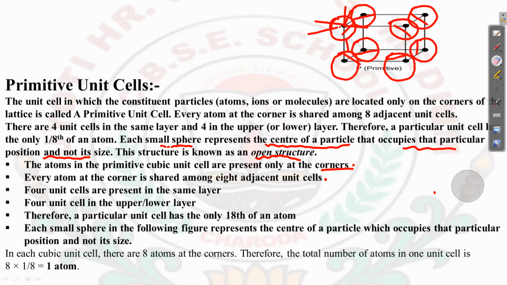Let's move further. Next characteristic: 4 unit cells are present in the same layer. How many unit cells will be present in the same layer? 4. How? 1, 2, 3, 4. If I consider a single plane, 4 unit cells will be present at a time. Therefore a particular unit cell has only 1 by 8th of an atom.